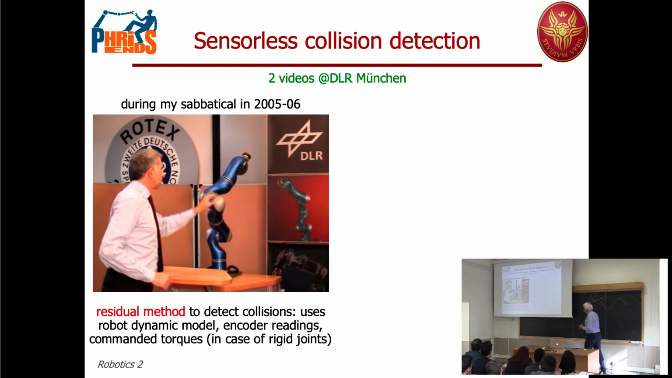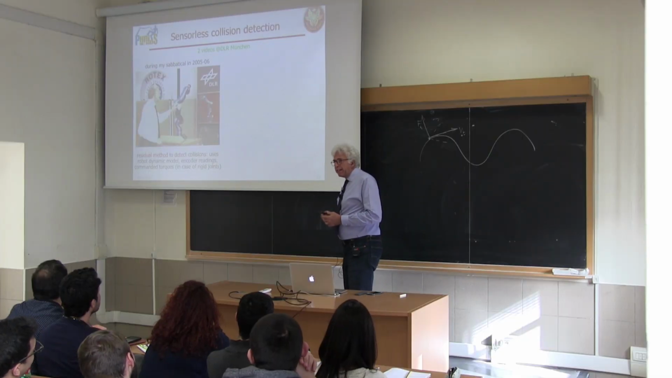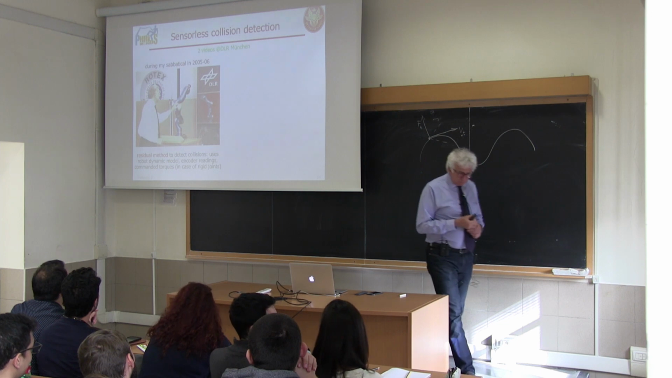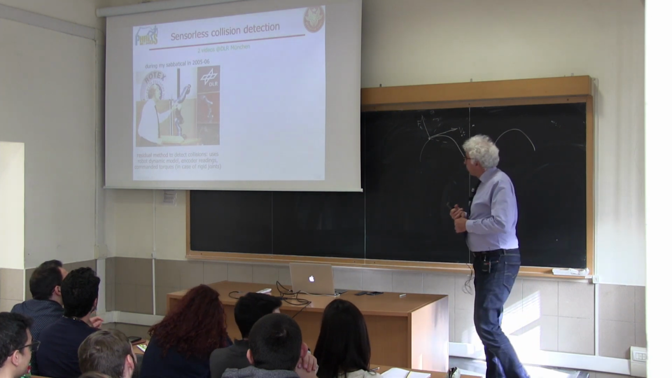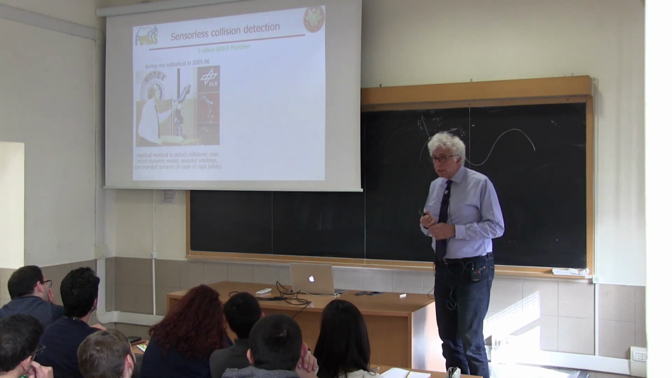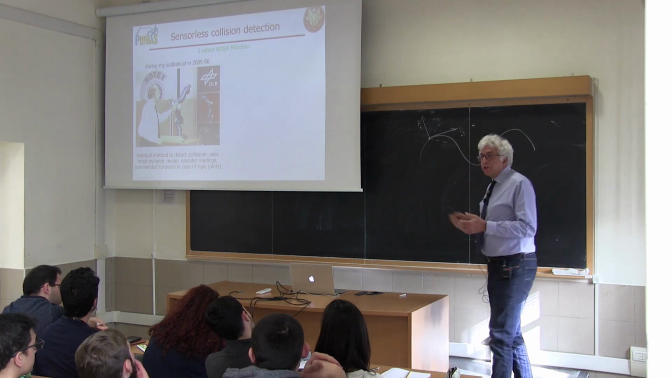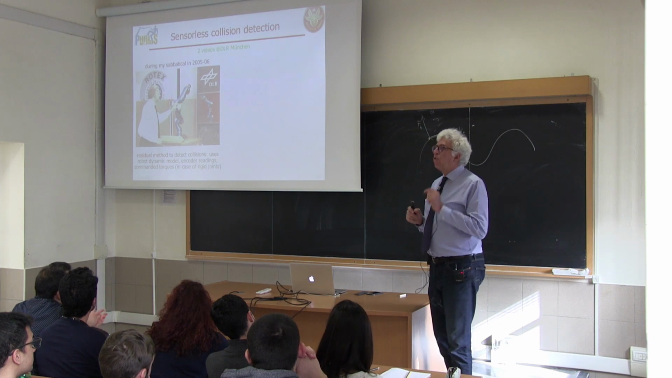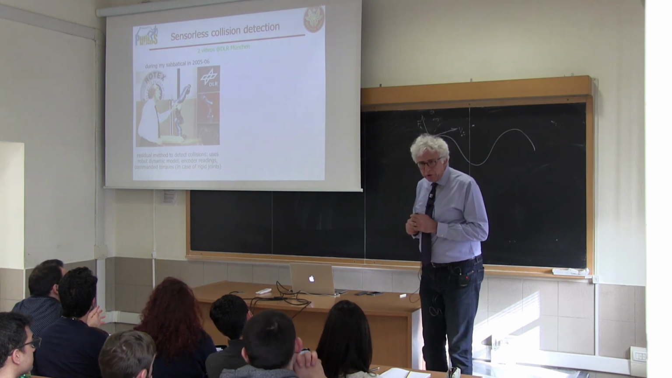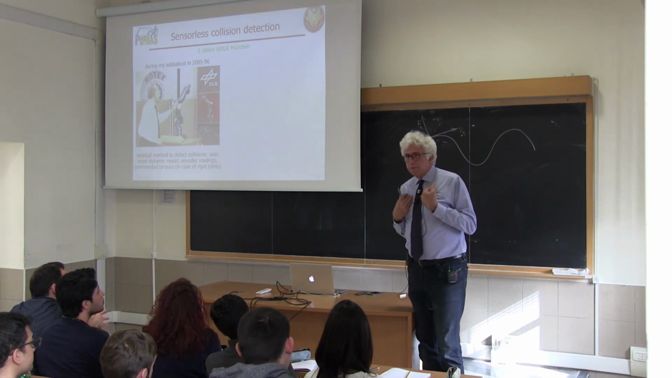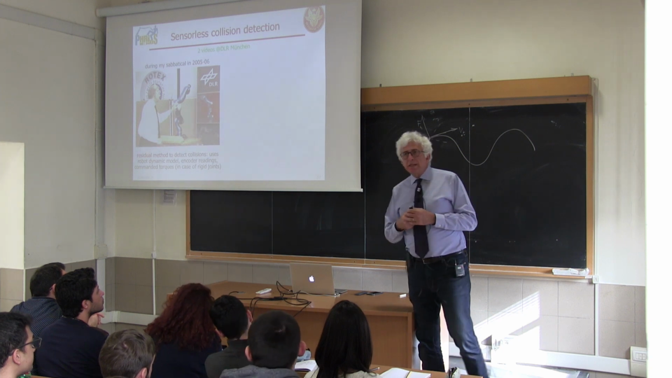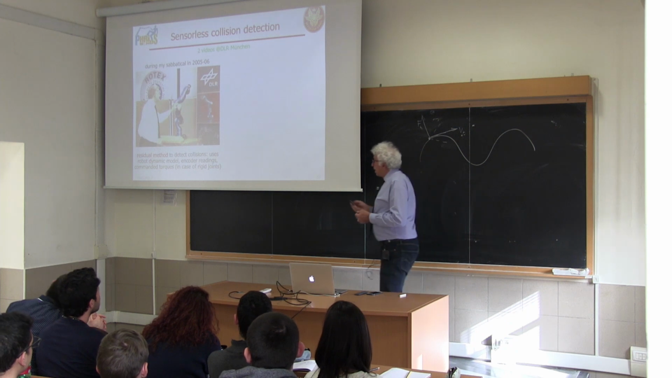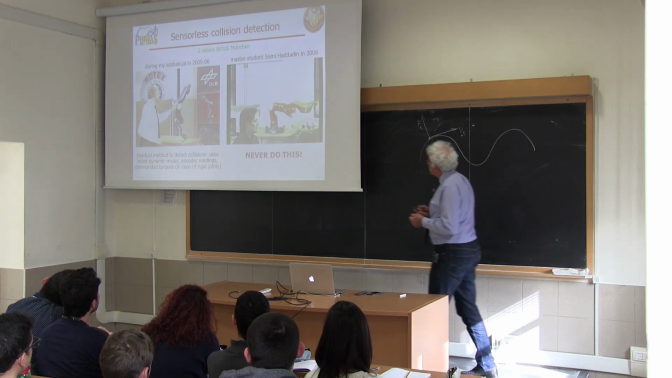So this method, that we will see toward the end of our course, we call a residual method. It's based on the full information on the robot dynamic model, on the encoder readings, this is a minimum requirement, and on the knowledge of what torques you're commanding through your controller, so something that you compute, at least when we are assuming that the robot is rigid, okay? So things started in this way.